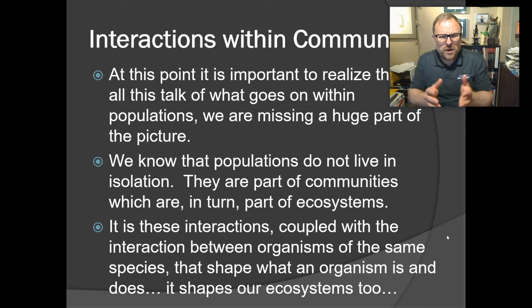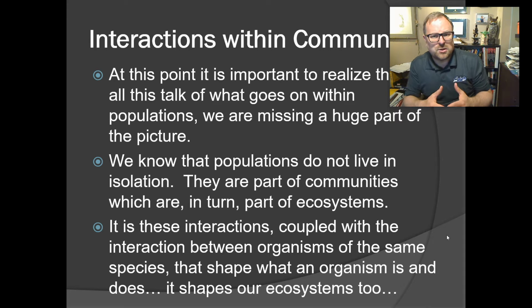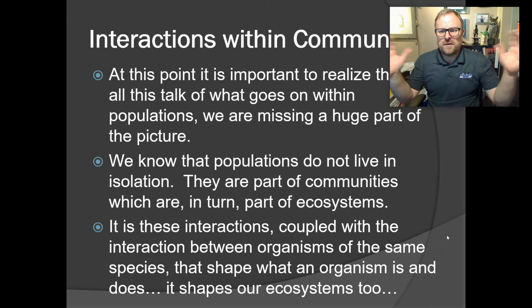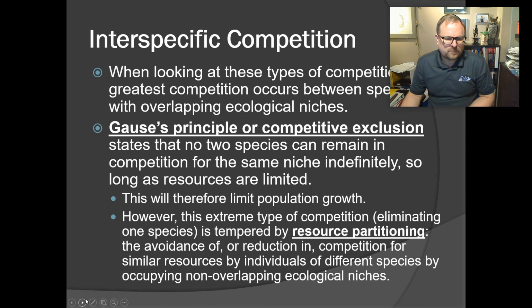So in other words, another way to look at that is there are things that shape populations, so individual species, and the pressures they put on themselves. But there's also the pressure of everything around them that shapes what they are, how they behave, how they appear, all sorts of things like that. And that's what we're going to get into in this concept.